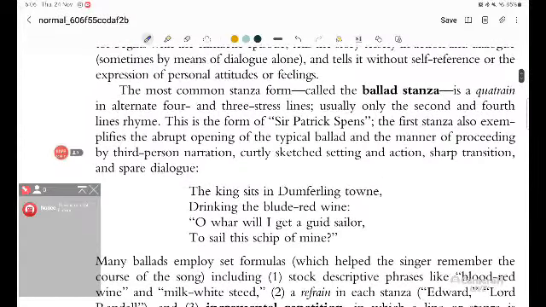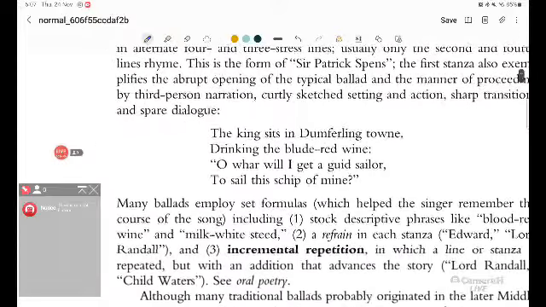Example दे रखा है, the king sits in Dumferling town, drinking the blood red wine. Oh, where will I get a good sailor to sail this ship of mine?